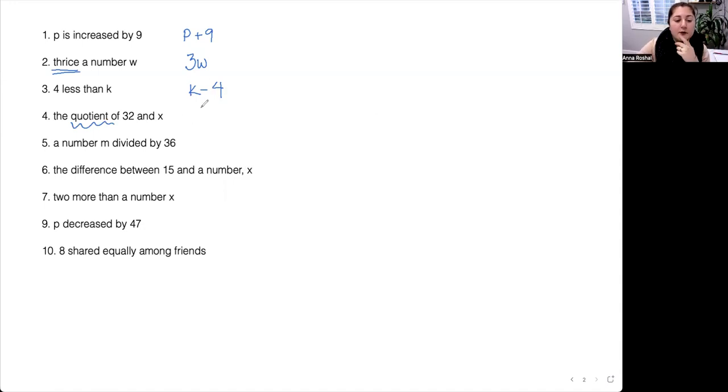So when we have division, we're always going to put in whatever division sign, and the first term will go first and the second will go second. So I'm going to have 32 divided by x. A number, it should be m divided by 36. So m divided by 36.